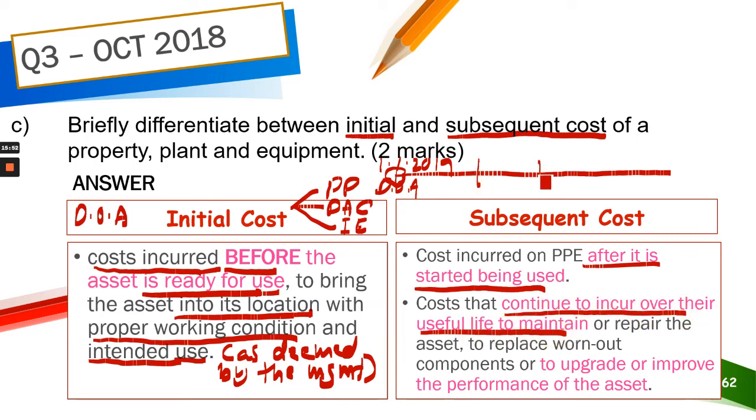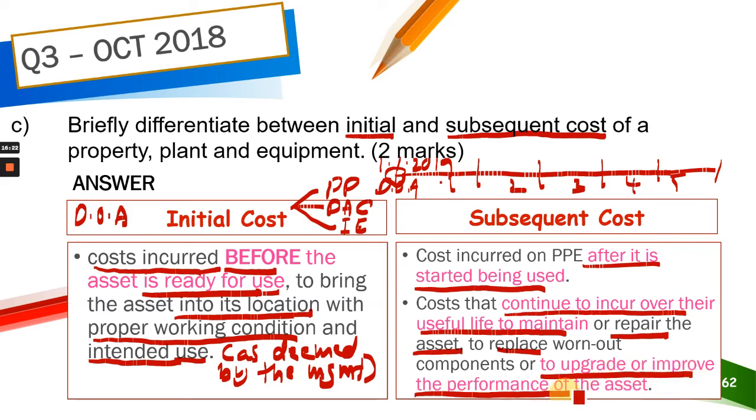So in our case here, useful life is 5 years: 1, 2, 3, 4, and 5. In these 5 years, if you incur cost over that period, that is called subsequent cost. Either it is to maintain the asset, repair, for example, replace some components, or maybe to upgrade the asset or improve its performance, so that would help to increase the value of the asset or the future economic benefits of the asset.